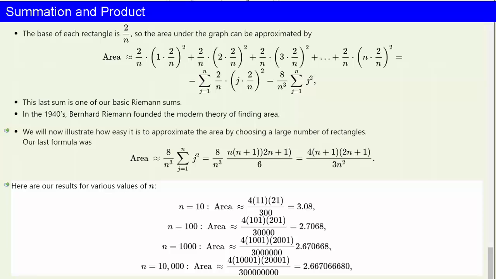And let's not be shy. Let's go up to n equal 10,000. It's really not that much more difficult with this simple formula. For n equal 10,000, we get that the area is approximately 2.667 and a bunch of other decimals. So we seem to be homing in on the true area with very little effort, thanks to this beautiful summation formula.